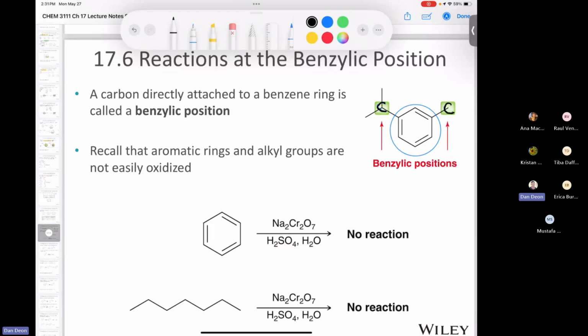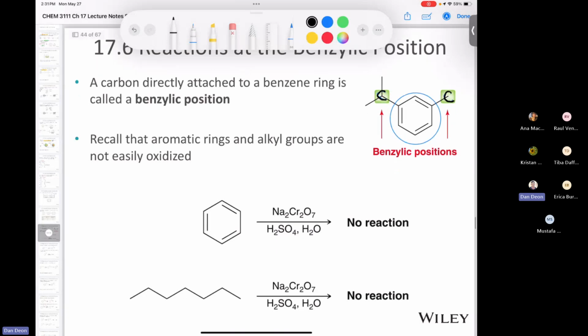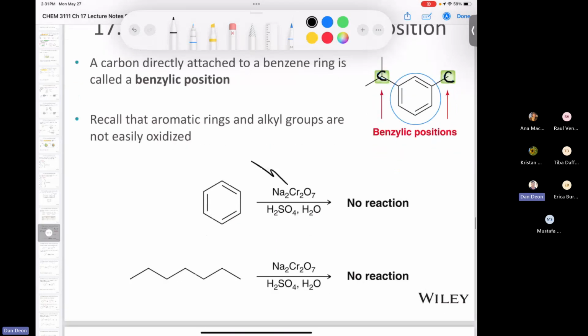Now, you guys remember this reagent here? This is what I call the Jones reagent. It's just a very strong oxidizing agent. It's a way of making chromic acid, H2CrO4, you just mix up sodium dichromate, sulfuric acid, and water. Well, if you take benzene and you treat it with chromic acid, nothing happens. And if you take an alkane and treat it with chromic acid, you get no reaction.